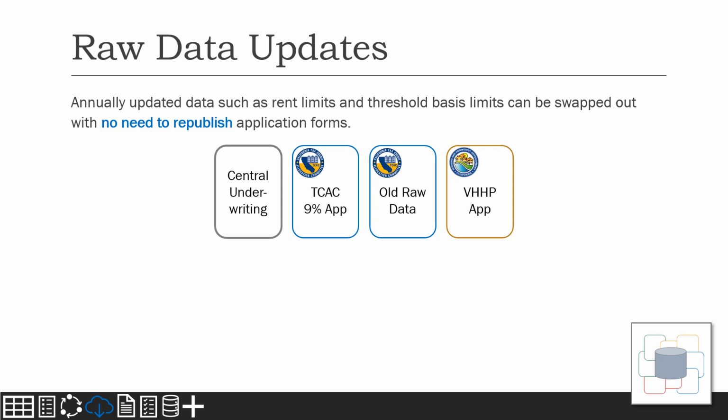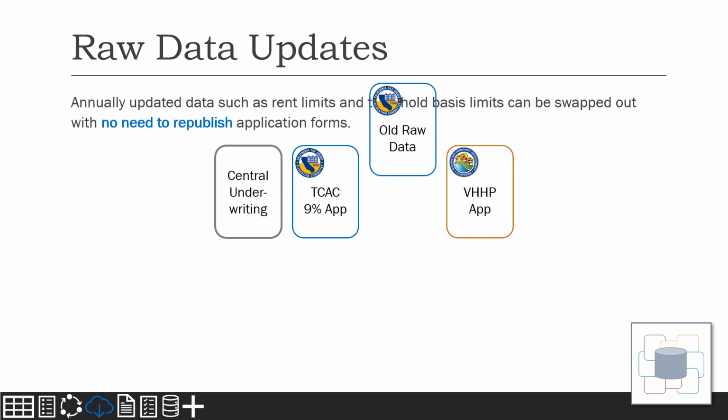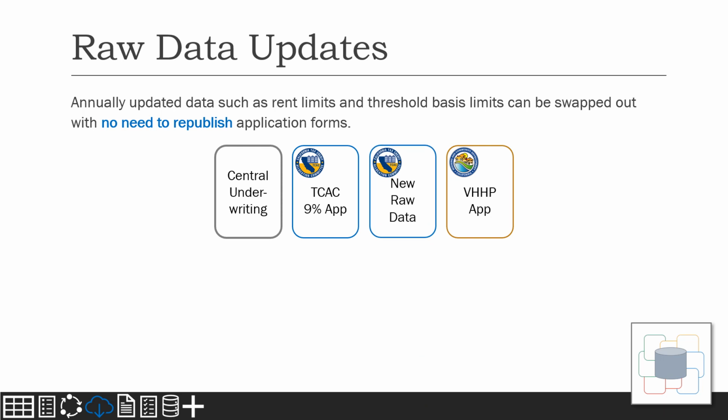But what happens when raw data needs to be updated? I mean, rent limits change every year. With the use of specialized spreadsheets, only that data needs to be moved out and the new data brought in. Neither the underwriting spreadsheet nor the applications to the agencies need to be changed.